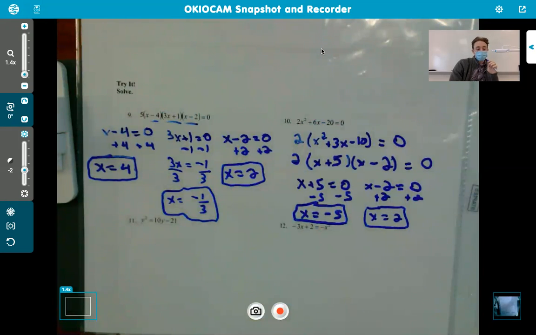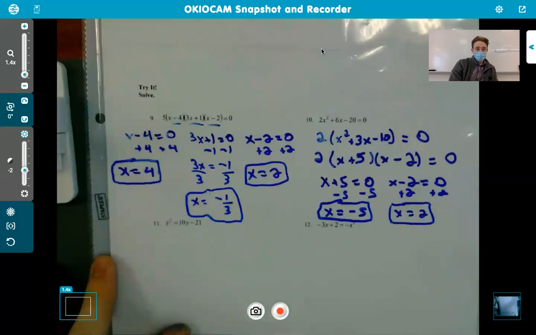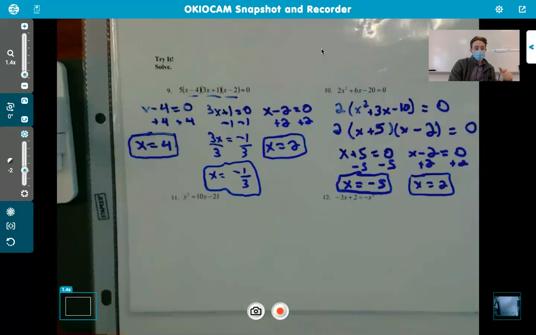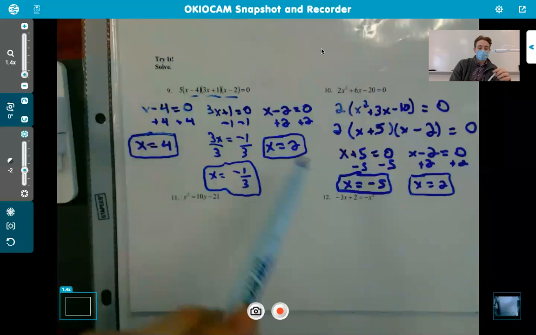Any questions about number 10? Okay. Number 11. What do I notice that's different about number 11 in comparison to number 9 and number 10?